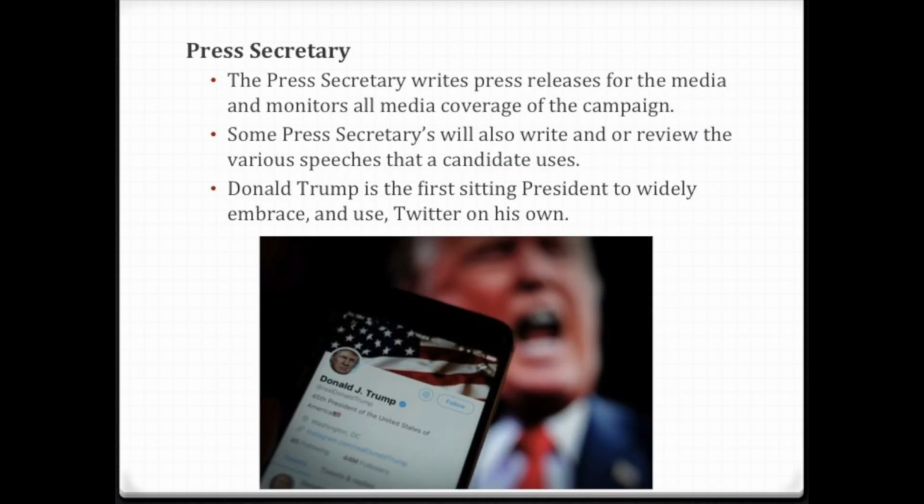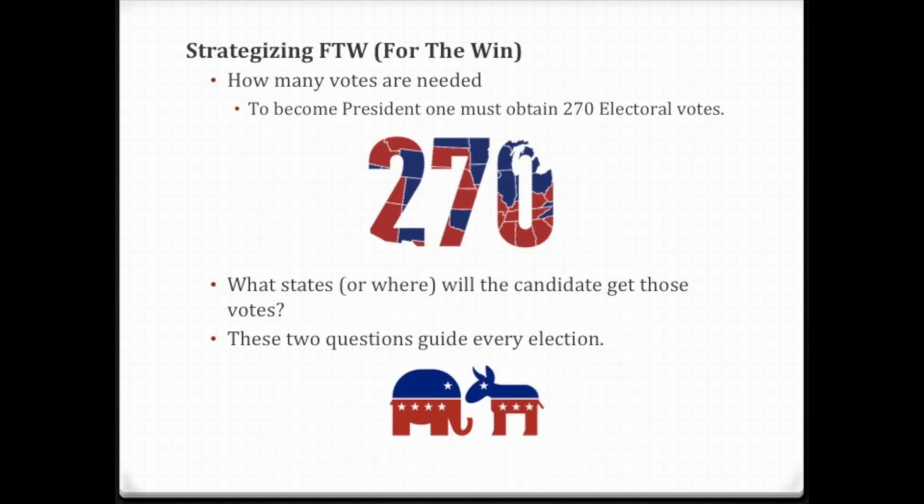Now, wrapping this up, the next person in charge is the press secretary, and their job is to write all the different press releases for the media and monitor all the different medias for their campaign. Now, some of the press secretaries will write and review the various speeches for that candidate. Donald Trump, he's the first sitting president to widely embrace and use Twitter on his own. So, what does this all mean?